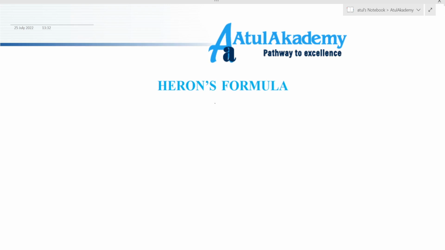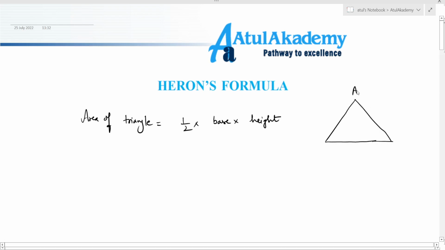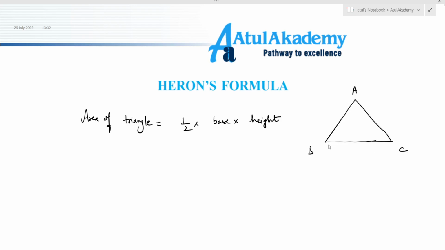You all have done area of a triangle in your previous grades. If you remember, the formula is half into base into height. Meaning you have a triangle, let's say ABC. This is the base. Corresponding to this base BC, I have a height, meaning the altitude, which is AD. So I can say the area is half into base BC into height AD. So these dimensions should be given to you.